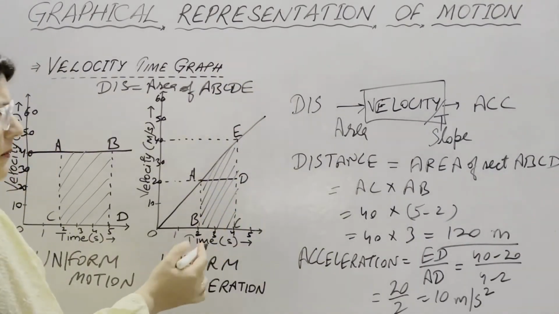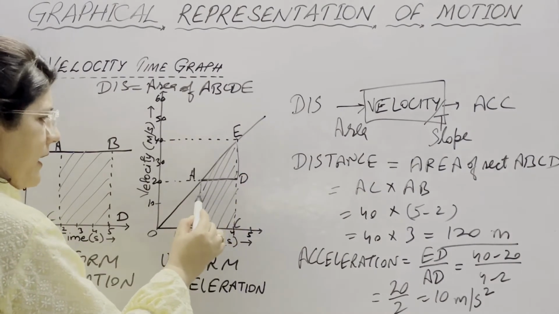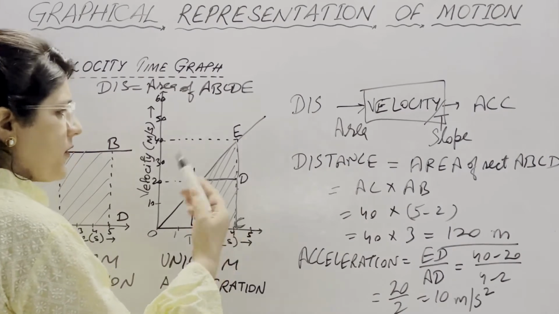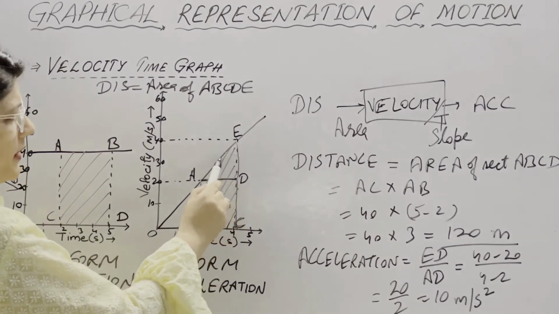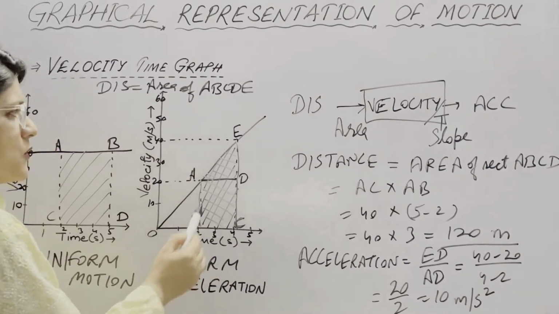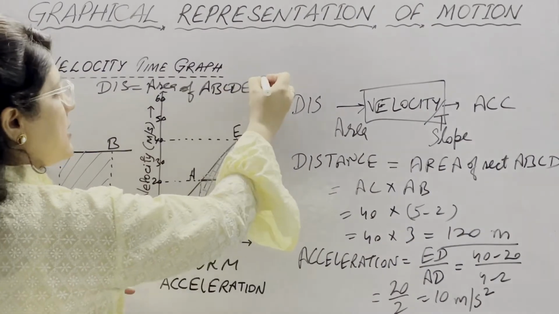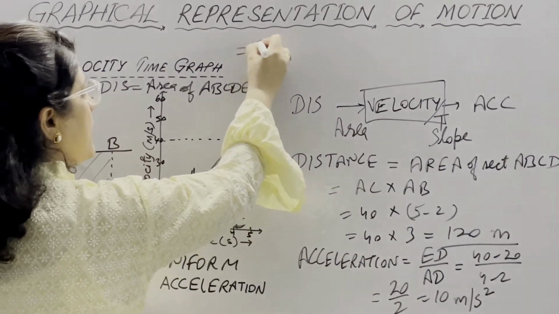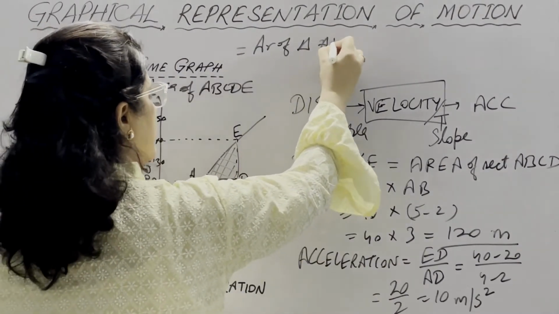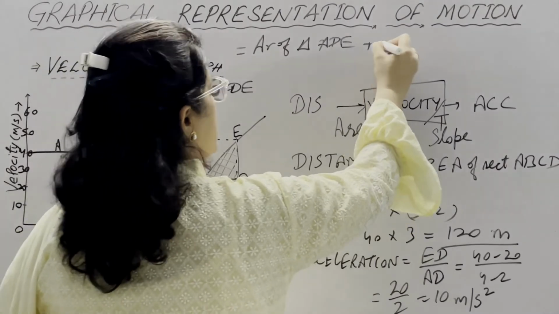And the area of the trapezium can be the combination of this triangle and this rectangle also. So if you don't want to calculate the area of the trapezium, you can calculate the area of this triangle and this rectangle. So what is the area of this triangle first? Area of ABCDE is equal to area of triangle ADE plus area of rectangle ABCD.